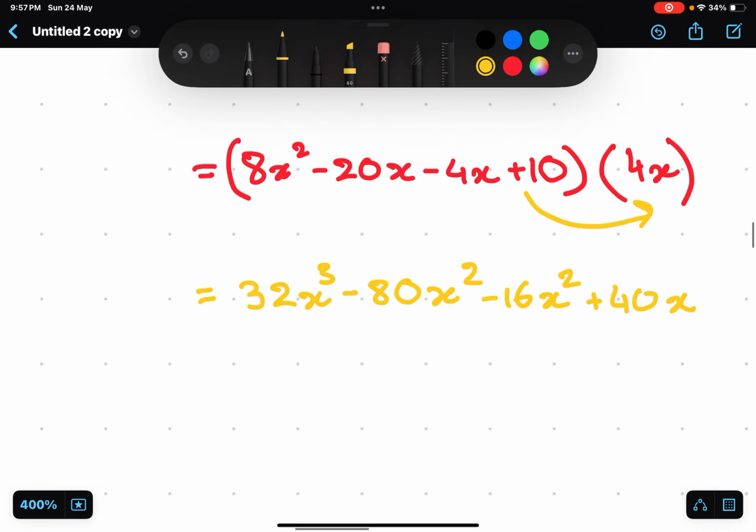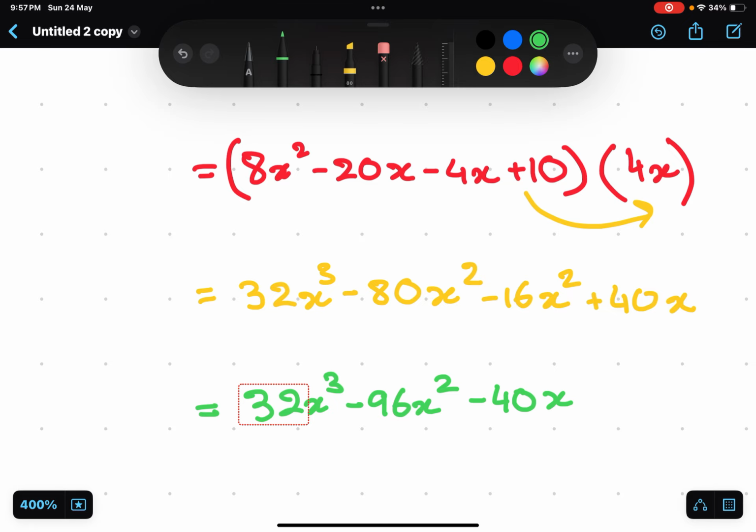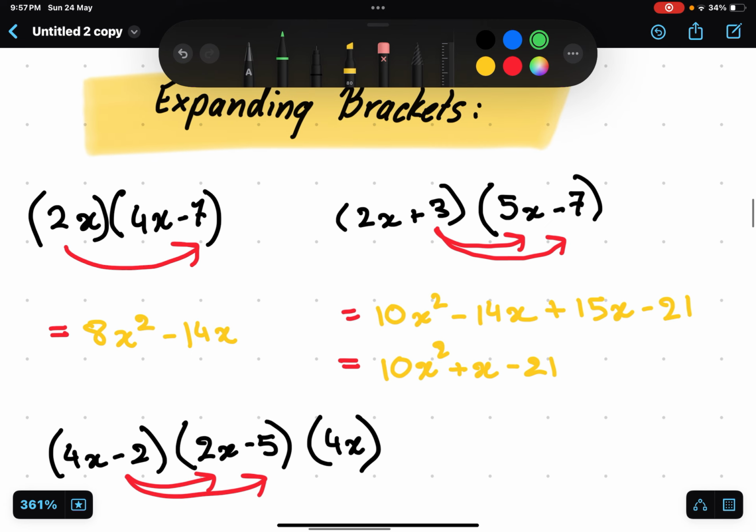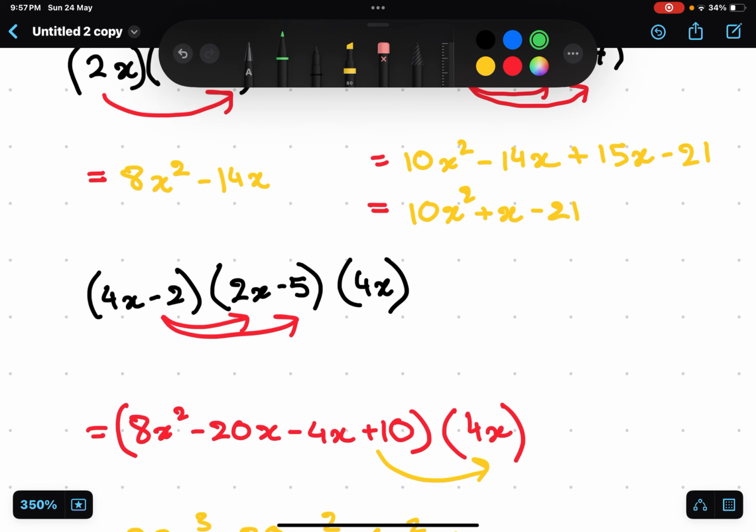And now we're just going to write this out. Simplify this. So negative 80, negative 16 makes negative 96x squared, and 40x. And that's how you can expand brackets. If it's two brackets which look a bit harder, or three brackets, or even more brackets, that's how you can do it.